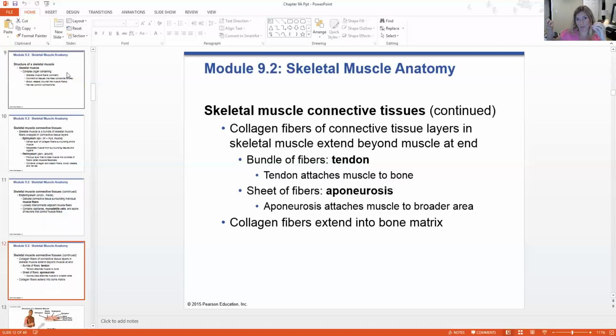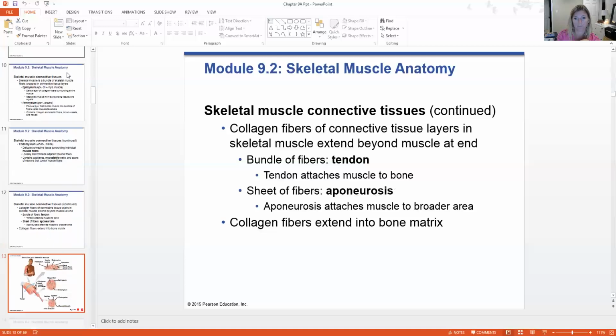So those collagen fibers extend beyond the muscle. The epimysium continues beyond the muscle and forms a tendon. A tendon is just attaching the muscle to the bone. A sheet of connective tissue fibers associated with the muscle is called an aponeurosis. So you have aponeuroses attaching muscles to a broader area, like along your back, along your abdomen, along your hips.